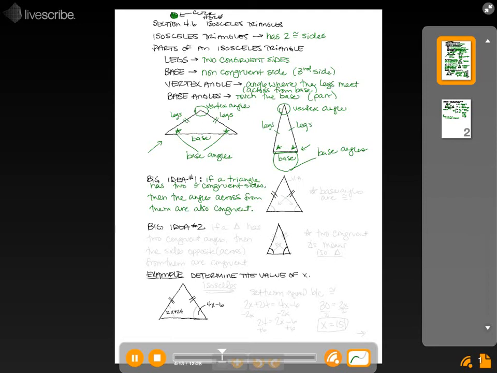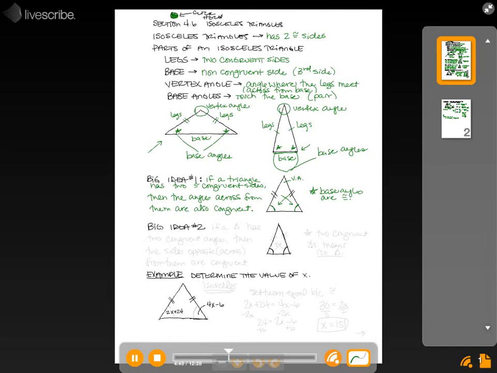Notice we have two congruent sides marked, so the angles across from these are going to be congruent also. Now, that's a lot of words. What that really means is if you have an isosceles triangle, your base angles are congruent. That's the big idea. So if you have an isosceles triangle where two sides are congruent, then the angles opposite those, because remember your vertex angle is at the top, which would be the base angles, are going to be congruent also.